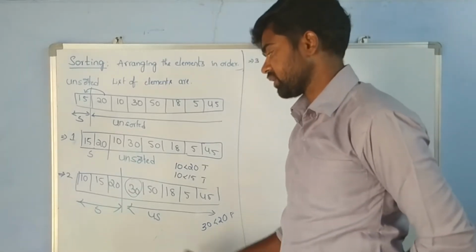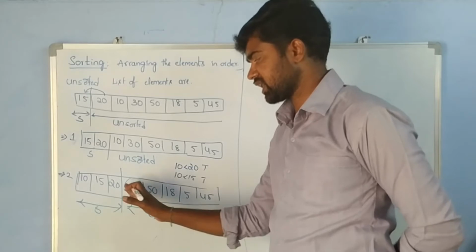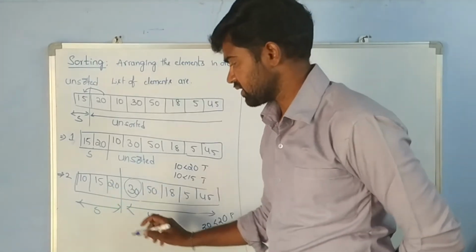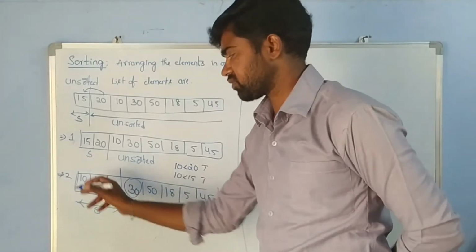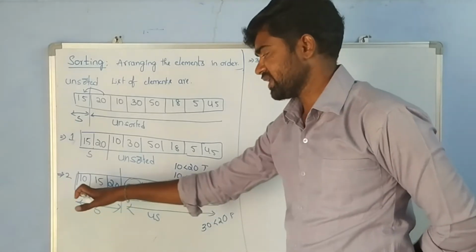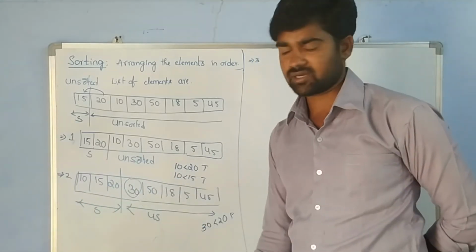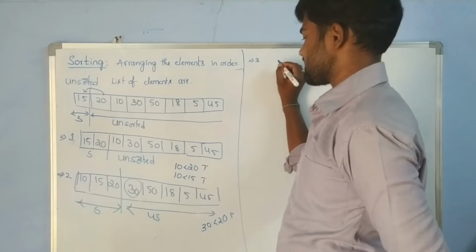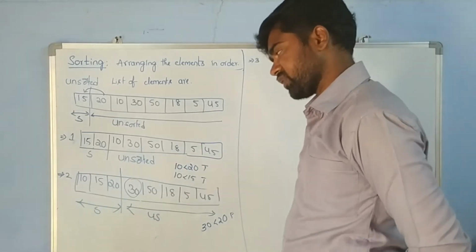So now what will happen? Directly you can place the 30 after 20, with no need to check 15 and 10, because these elements are already in the sorted portion. So no need to check. Directly you can place the 30 after 20.